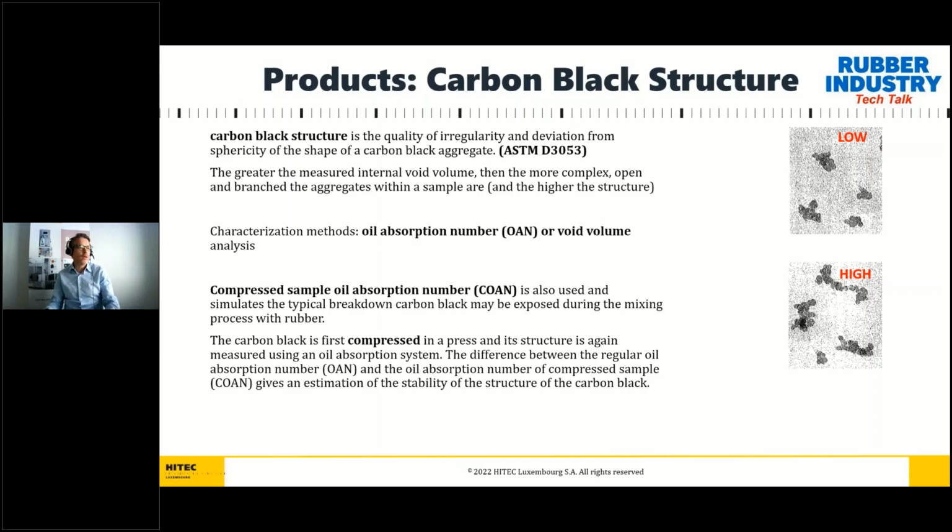In this case, the carbon black is first compressed in a press, and its structure is measured again using the normal oil absorption system. The difference between the regular oil absorption and the COAN gives you an estimation of the stability of the structure of carbon black, stability during the mixing process.